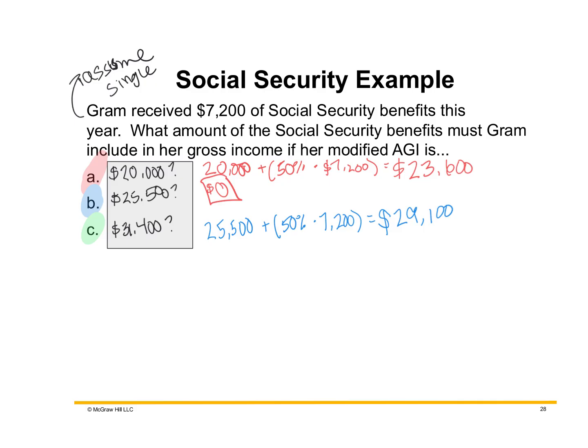So we want the lesser of A. I think I'll write it over here maybe. So A was 50% of the Social Security benefits. So 50% of our Social Security benefits of 7,200. That was 3,600.